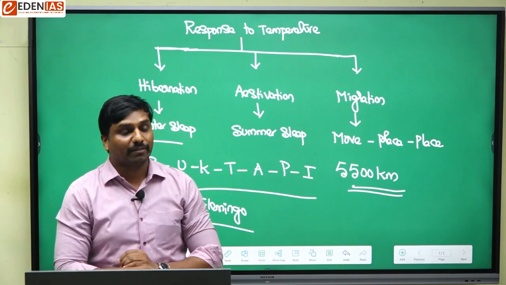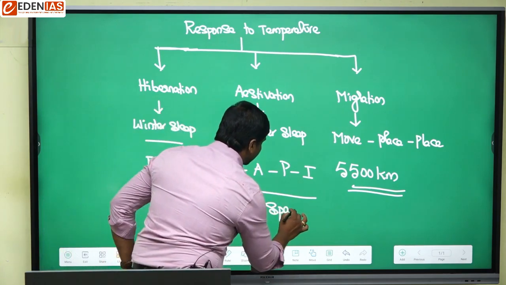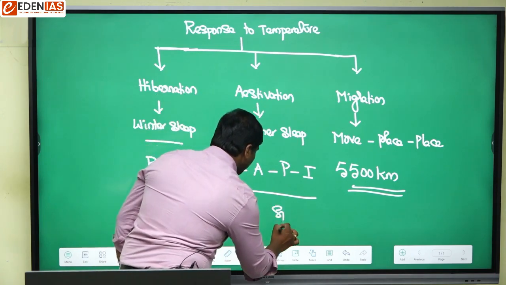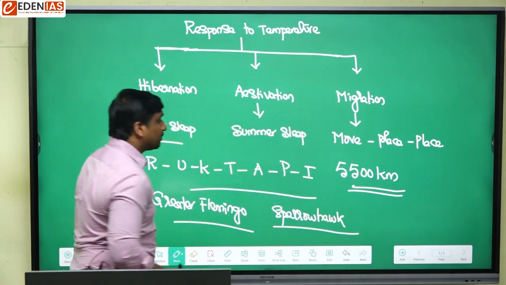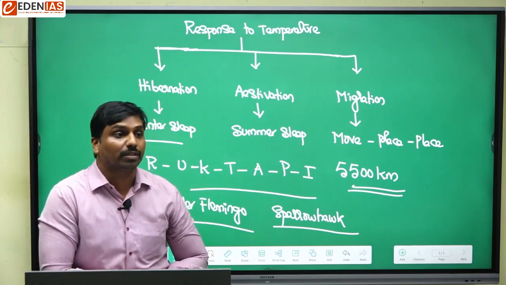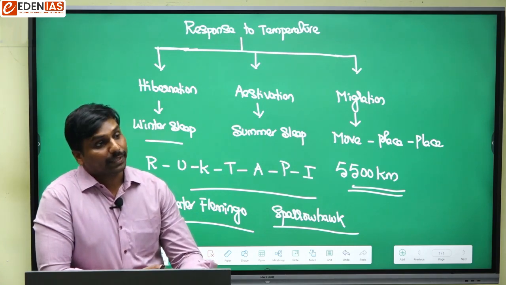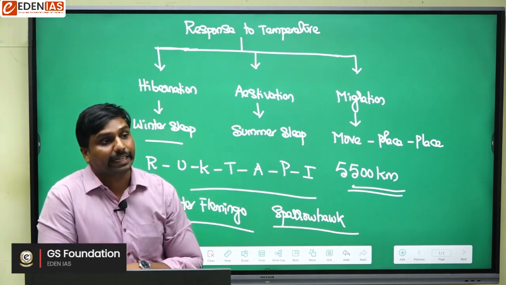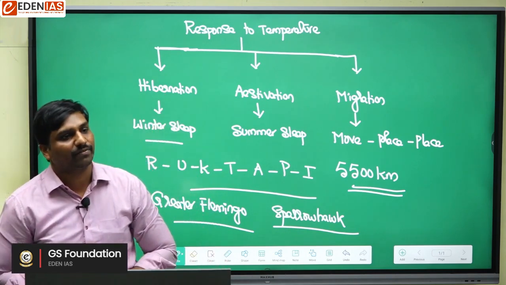That's how the greater flamingo also takes part in migration. And apart from that, we have the European sparrowhawk, also called the Eurasian sparrowhawk. It also goes on long-route migration. During the winters it migrates all the way from Eurasia to the southern parts like India and Myanmar. So that is another example of migration.